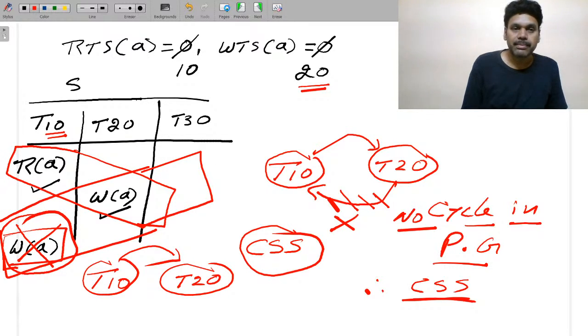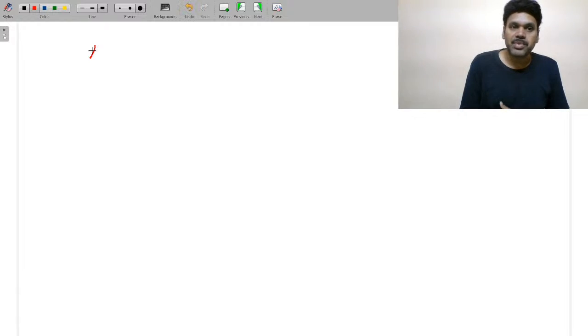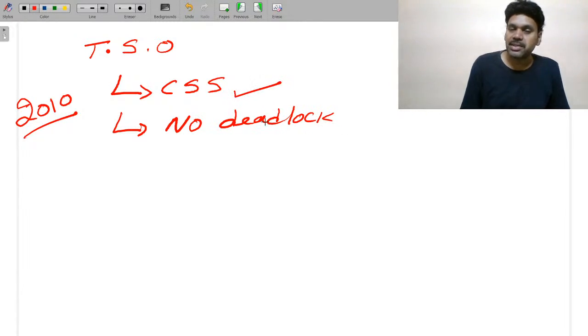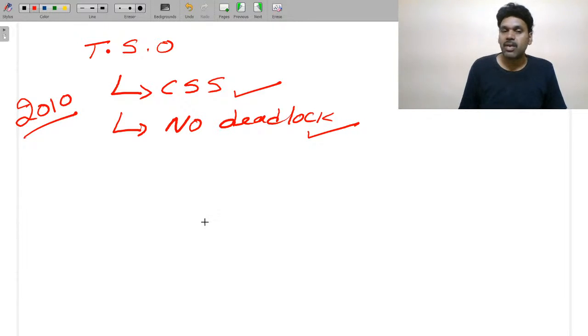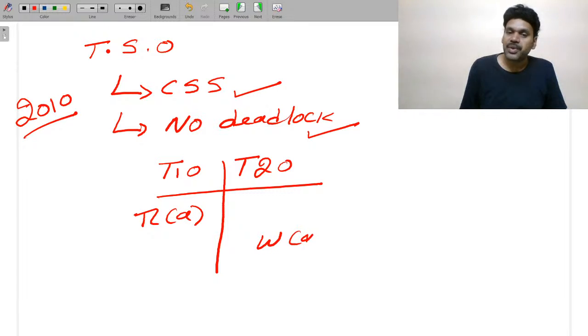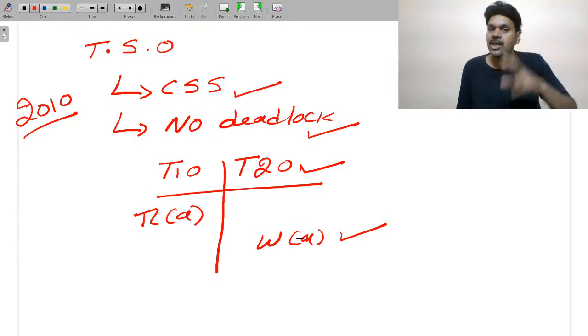So let us see what are the strengths of timestamp ordering. The strength of timestamp ordering is that it guarantees CSS. This is your previous GATE question. And no deadlock. Why is there no deadlock? Because you never see two transactions waiting for each other. When I say R of A, if your timestamp is greater, then it allows. Otherwise it rolls back. Two conditions only.